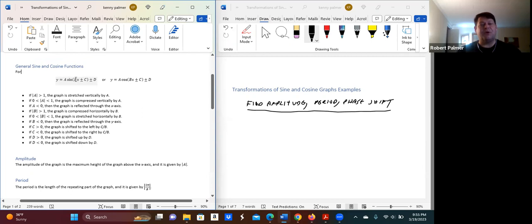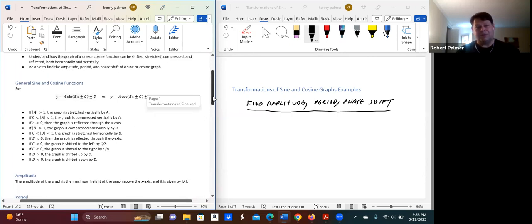Your horizontal stretching and compression is determined by B. Then if there's a reflection around the y-axis, that's also determined by B if B is negative. That's the inside. The next thing is A. If there's a vertical stretch or compression, do that next. Then if A is negative, you do a vertical reflection through the x-axis. And then finally, the last thing is a vertical shift up or down.